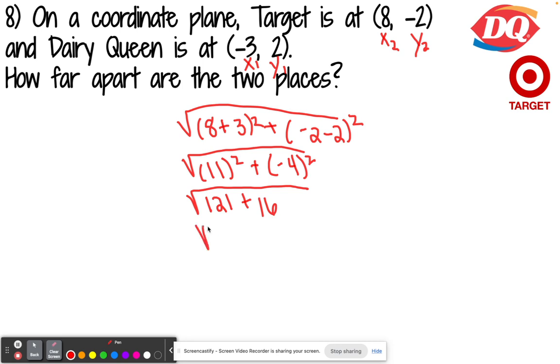So the distance between those 2 points is the square root of 137, which is approximately 11.7.